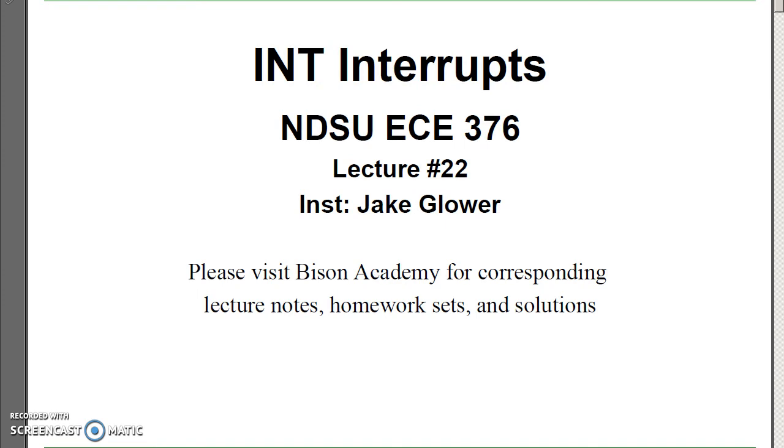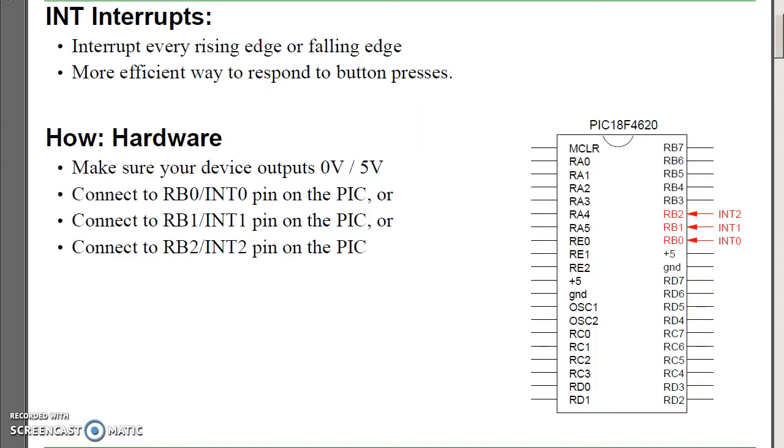The next type of interrupt I'd like to look at are called INT interrupts. Now, INT interrupts are interrupts which interrupt on edges. You have three INT interrupts with the PIC processor, INT 0, 1, and 2. Each of those can interrupt on the rising edge or falling edge of a signal on port B pin 0, 1, and 2 respectively. What you can do with INT interrupts is it's a more efficient way of responding to buttons being pushed. A couple examples of what you can do with INT.